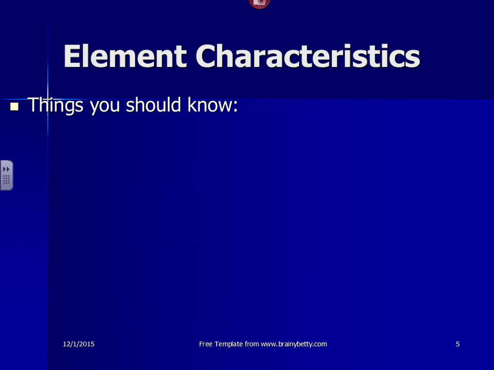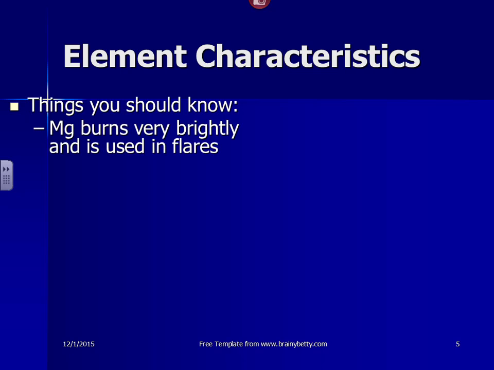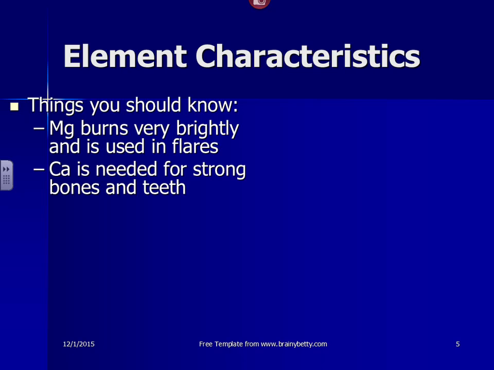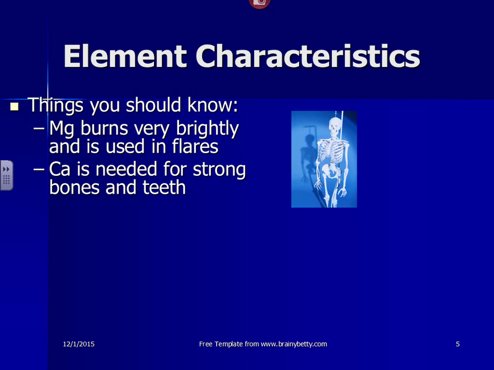Things we should know, specific elements from this group. Magnesium, the one that is getting passed around in the center right now, burns very brightly, and so it is used in flares. You think about road flares. You might have them in an emergency kit. Magnesium is one of the things that's used in those. Magnesium burns with a bright white flame. If we have a couple minutes at the end of class, I'll get some out and we will show you that. Calcium, of course, you would expect, needed for strong bones and teeth.